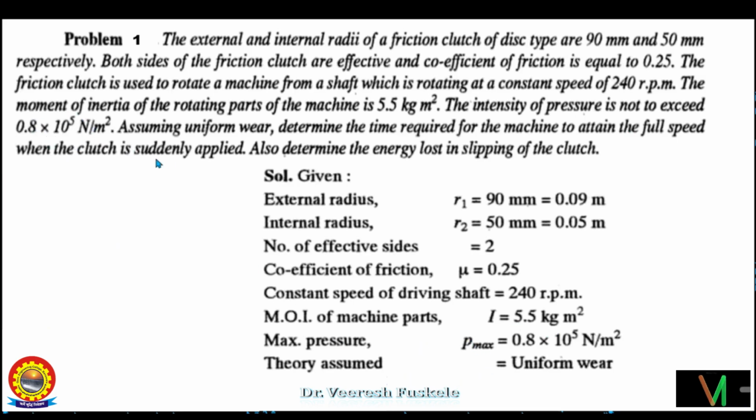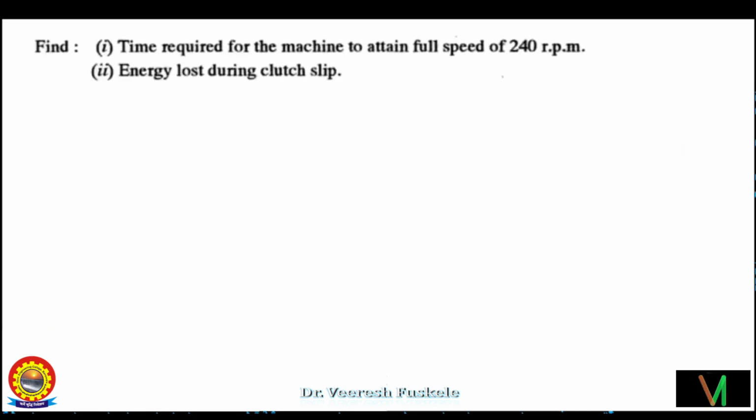As we know from wear theory, pressure into radius is constant. That means the pressure is inversely proportional to the radius. So this maximum pressure will be found at the inner radius, and we have to apply the uniform wear theory. We have to find the time required for the machine to attain the full speed of 240 rpm, and the energy loss during clutch slip.